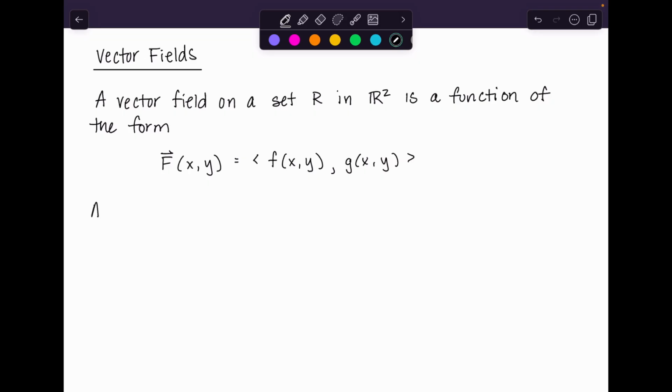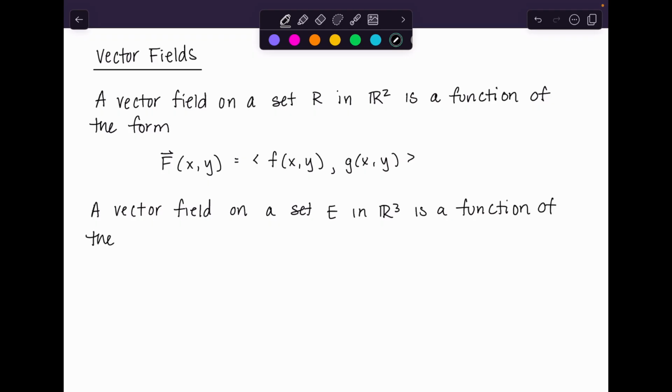So in that case, you're going to have a set E. So a vector field on a set E in R3 is a function of the form where now you're going to input a triple. So you're inputting a 3D point, and in return, you're getting a 3D vector. And each of these components depends on that point you're inputting.